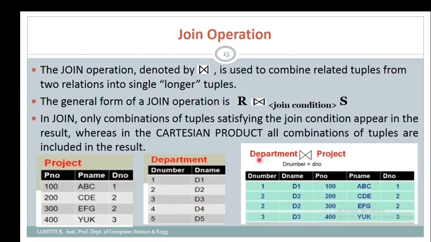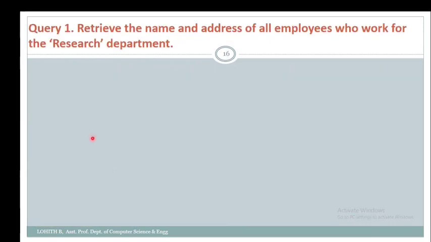You can see here that department and project are joined using this notation, and the join condition is department number equal to d number. This department number belongs to department and d number belongs to project, and the resultant output will have five attributes, that is 5 columns and 4 rows. You can see here that department number and d number are both equal. So this is about the join operation.